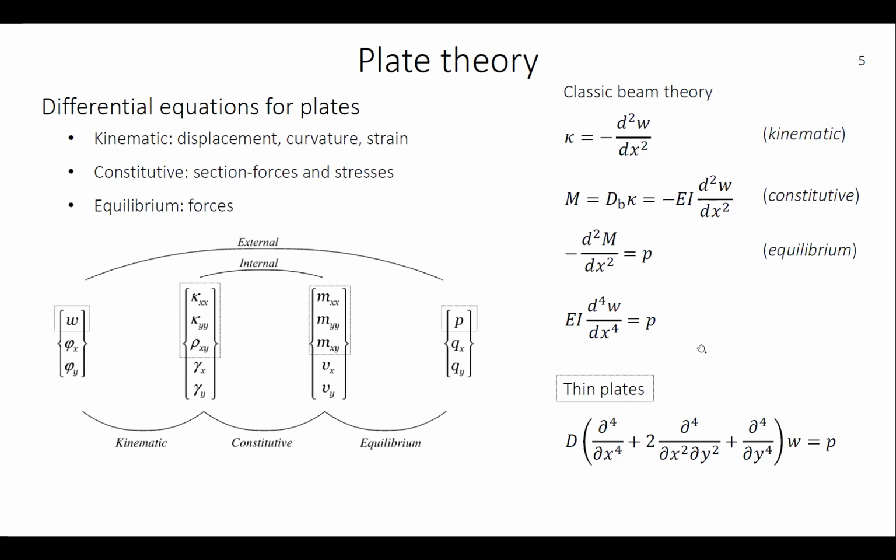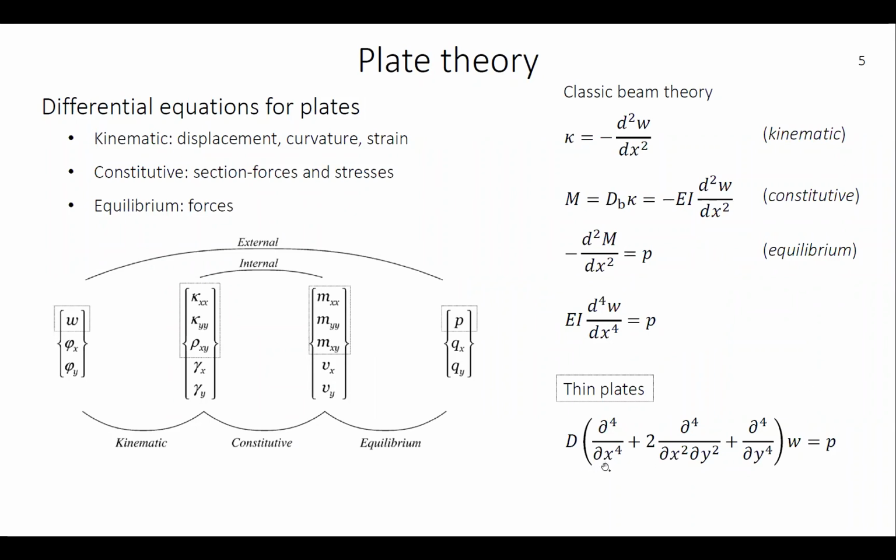And if you look to thin plates, we have a system in 2 dimensions, so two-way bending. So we still have only the vertical displacement, but we have 2 curvature components and a twisting component, and 2 bending moments and a twisting moment, and still only out-of-plane vertical forces, P.